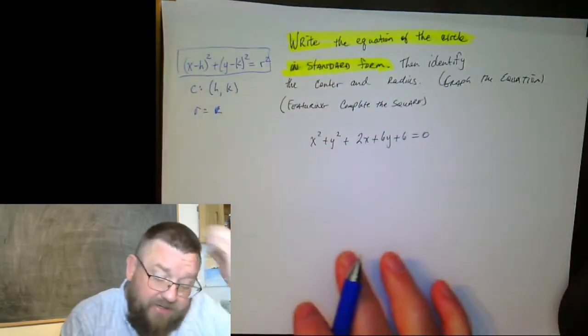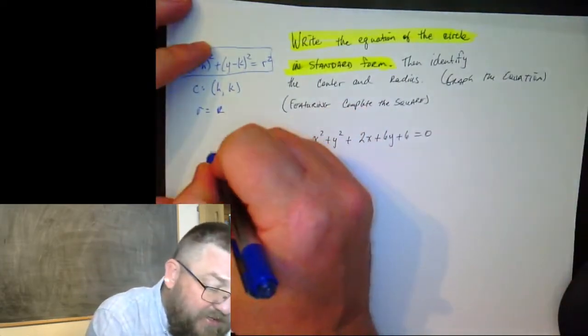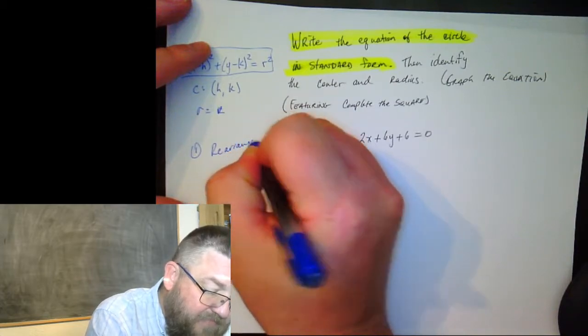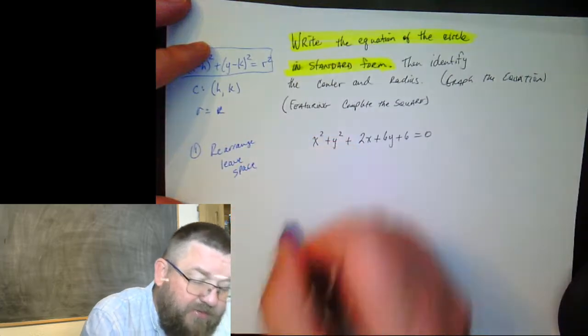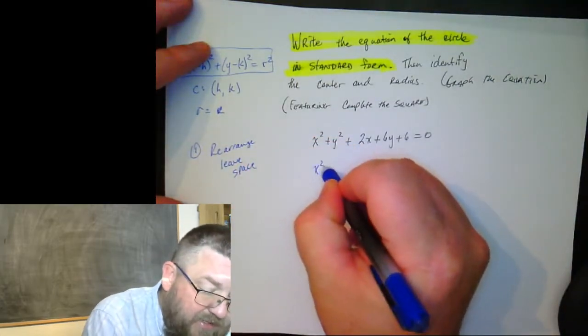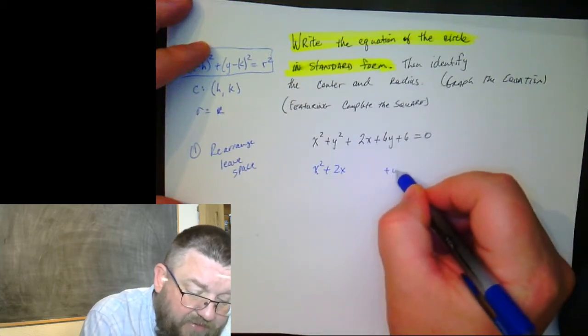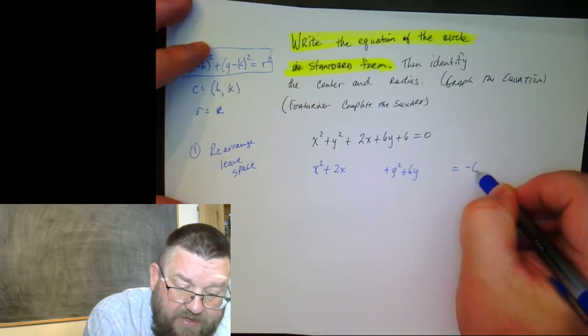So what we're going to do is a little bit of rearranging first. We're going to rearrange it, and you want to leave a bunch of space, and I'll show you where to use the space and I'll explain why. So x squared plus 2x, leave some space, plus y squared plus 6y, leave some space, equals negative 6.